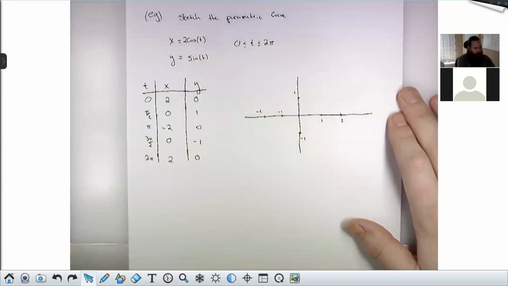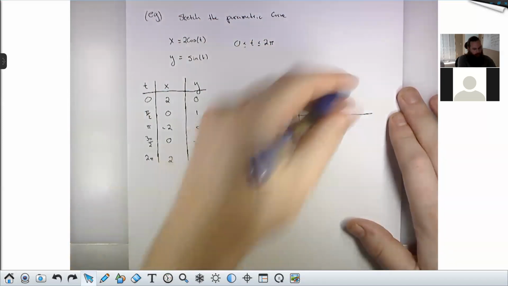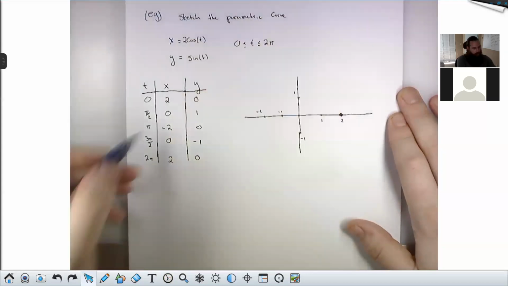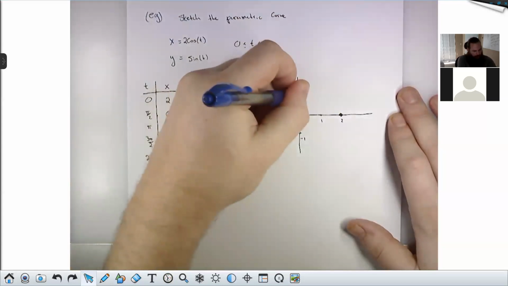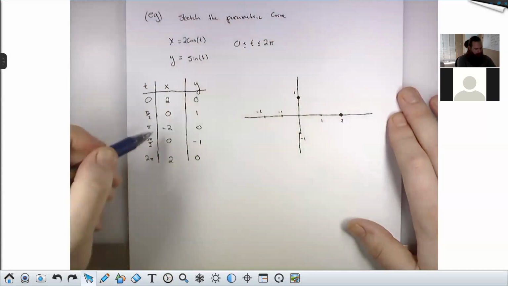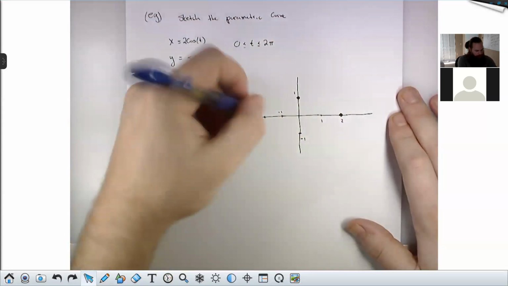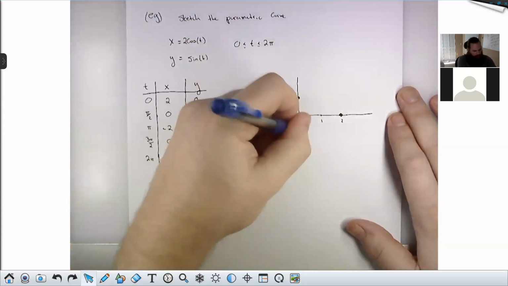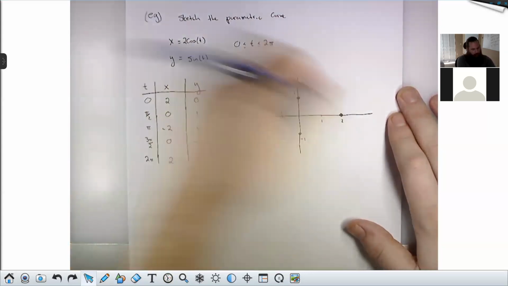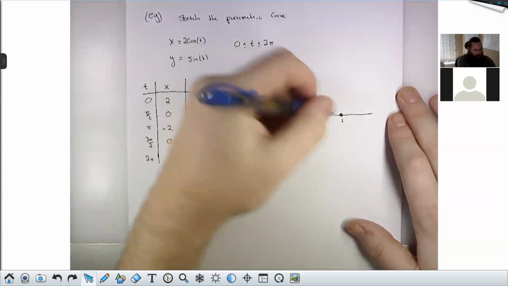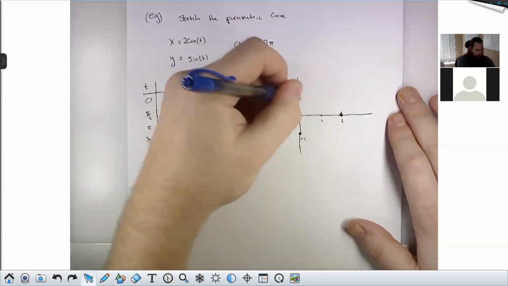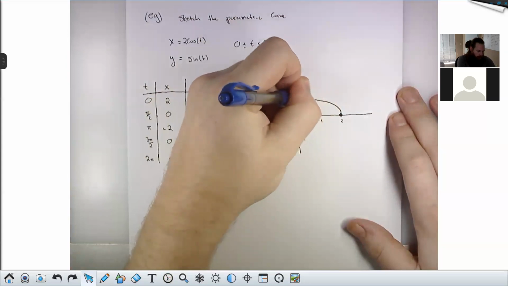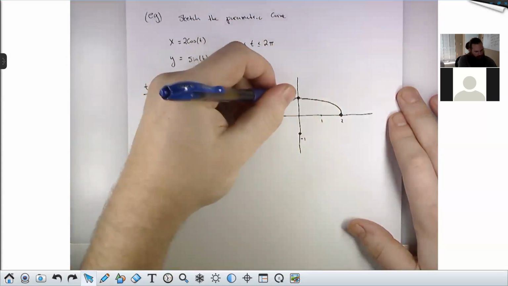So first I'll plot the points I've got. This gives me the point (2, 0), so that would be my initial or starting point. And then I go up to (0, 1). And then I'm at (-2, 0). And then I'm at (0, -1). And then we're back around here again. So my shape looks like this.